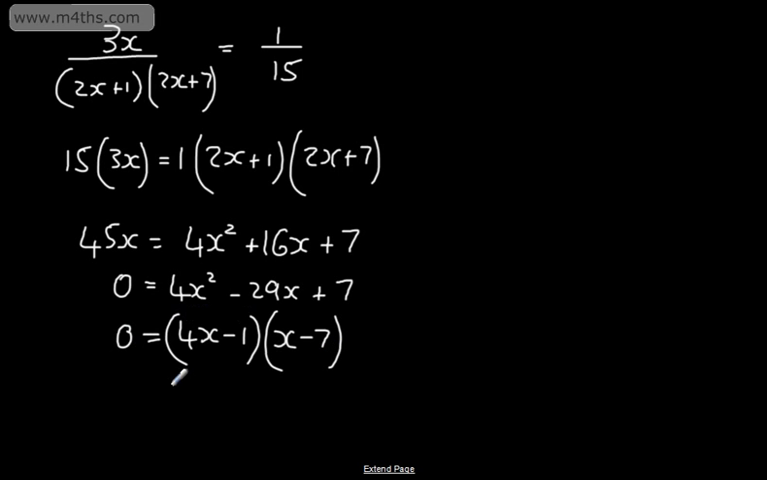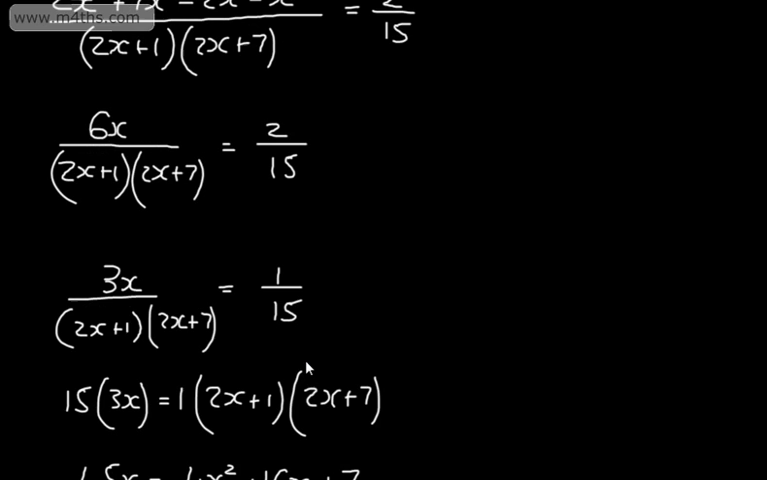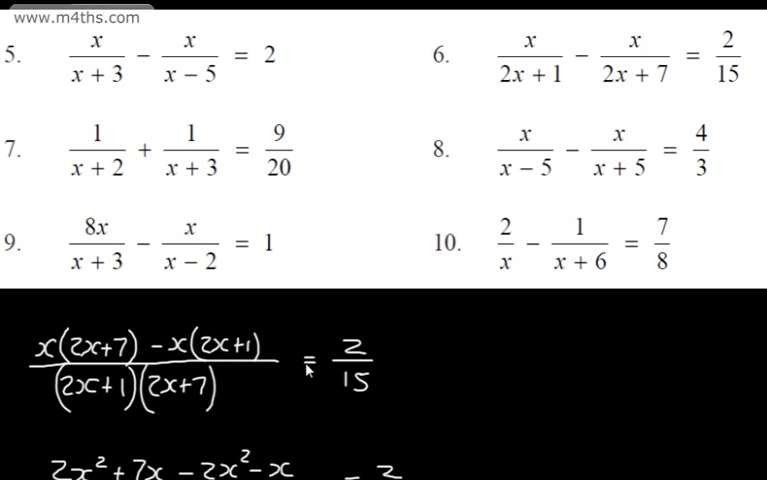So 4x minus 1 is equal to 0, then x is equal to positive 1/4. If x minus 7 is equal to 0, then x would be equal to 7. So 2 possible solutions, and we would go ahead and check those and check that they work in the equation.